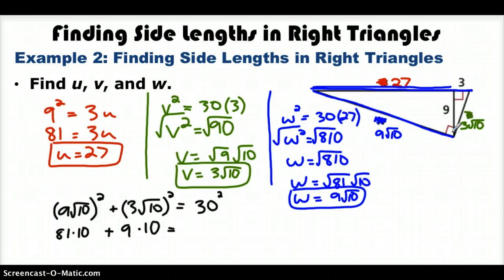30 squared is going to give us 900. 81 times 10 is 810, plus 9 times 10 is 90. Does that equal 900? We know that yes, it does. It checks out, so we know that we got all the correct answers here.